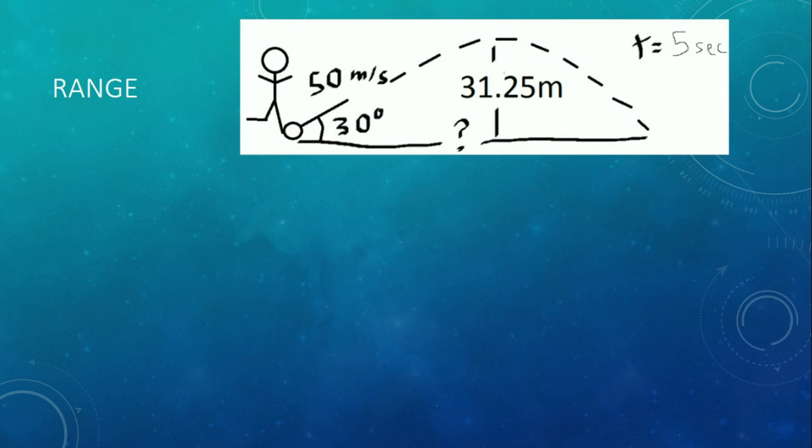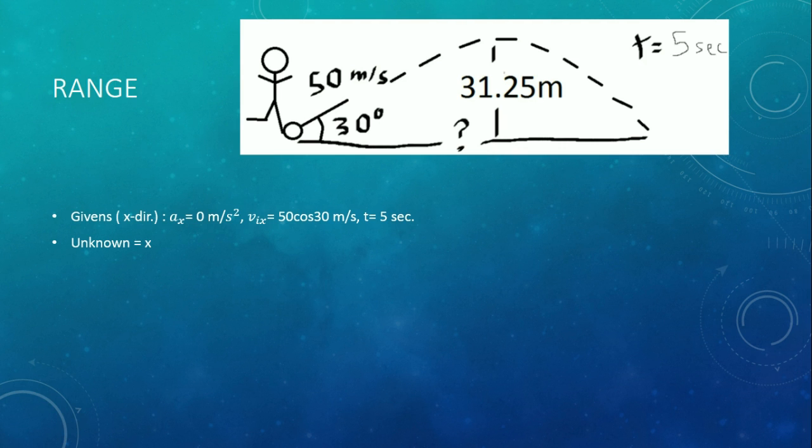The range here. Now that we have the time, you need the time to solve for the range. So now that we have the height and the time, we can solve for the range. We know acceleration in the x is 0 because there's no force in the x direction. And the initial velocity in the x direction, v sub I x, equals 50 cosine of 30 meters per second. Time is 5 seconds because we just solved for that with the height.